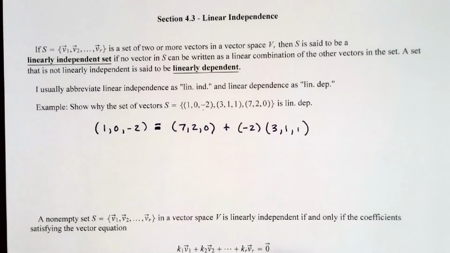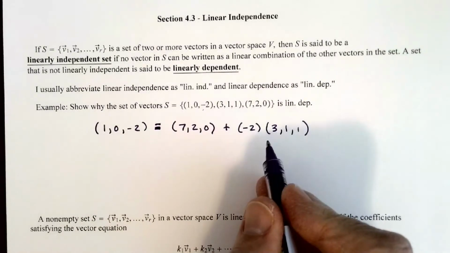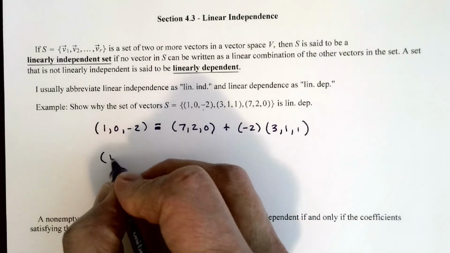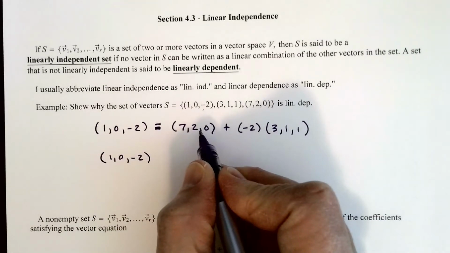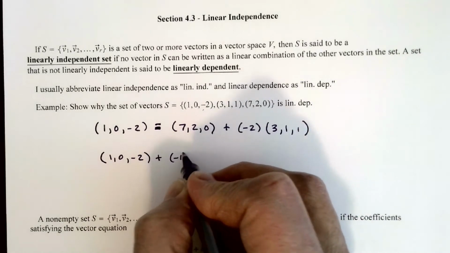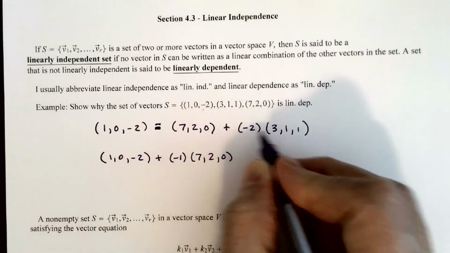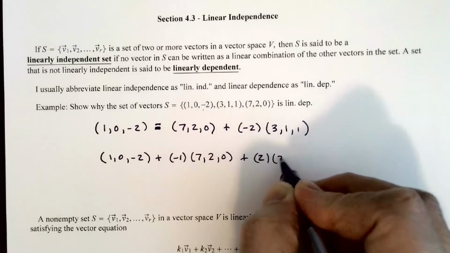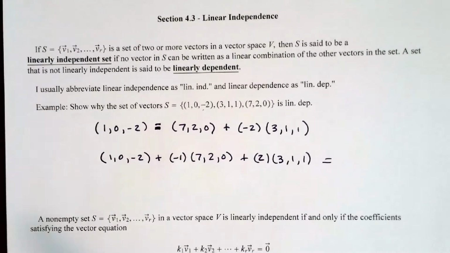And so what I want to do in this case is this: if I can write one vector as a linear combination of the others, then it's always true I can do something like this. I'm going to subtract this vector, or add -1 times that, to both sides, and then I'm going to add 2 times this one to both sides. And if I do that, what am I going to get? What's my answer going to be?